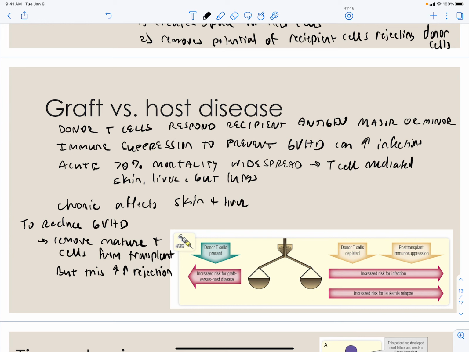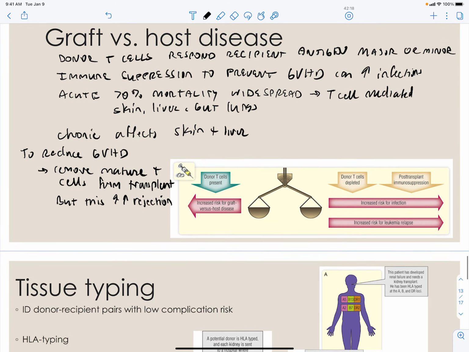So whether or not to deplete T cells is going to be based on a case-by-case basis, and it has a lot to do with the degree of matching of the donor. Because if they're not as closely matched, you will want to deplete the T cells because you don't want the mature T cells to potentially target the recipient tissues. And when you have more of a match, you can go through and not deplete the T cells, and you have a higher chance of not getting rejection. So it's a balancing act as shown here.